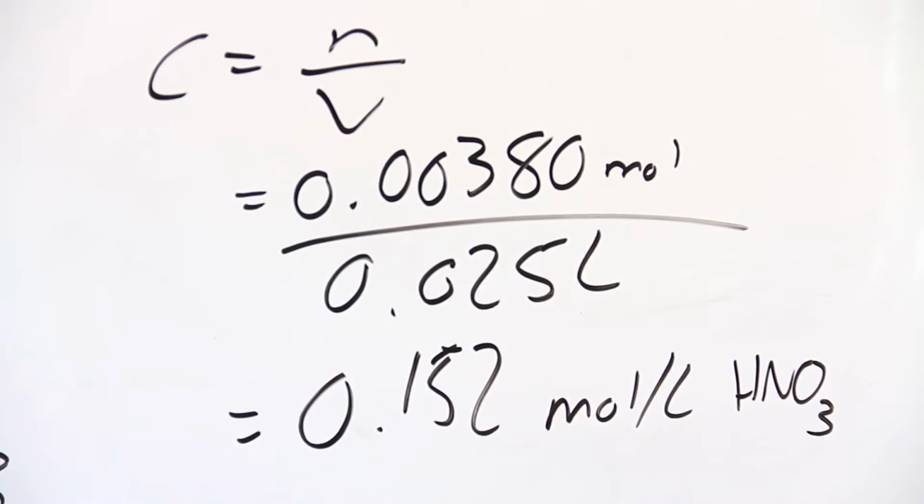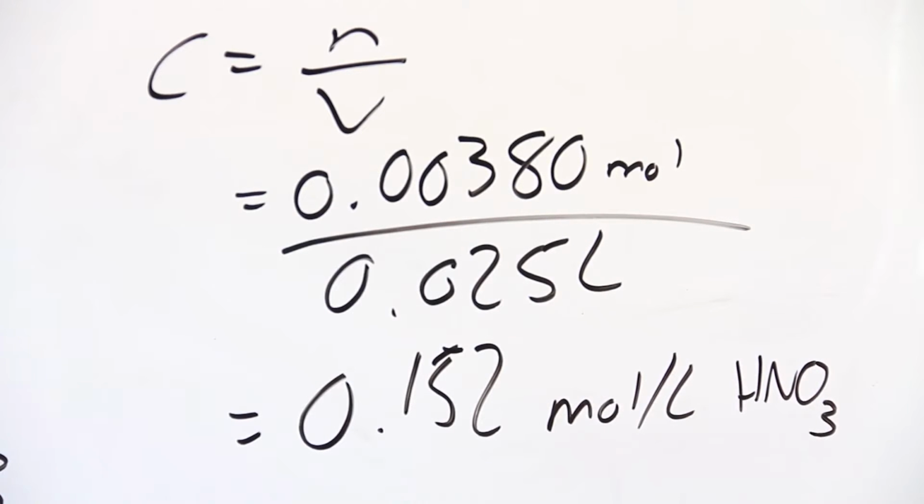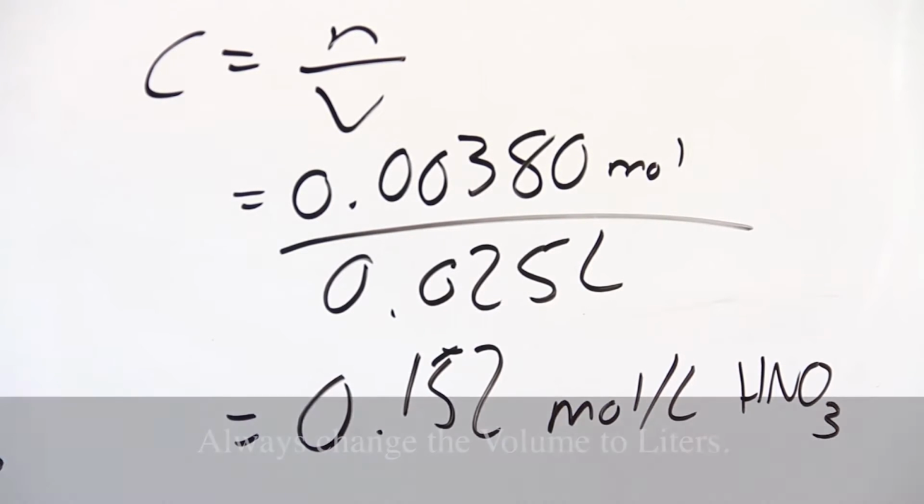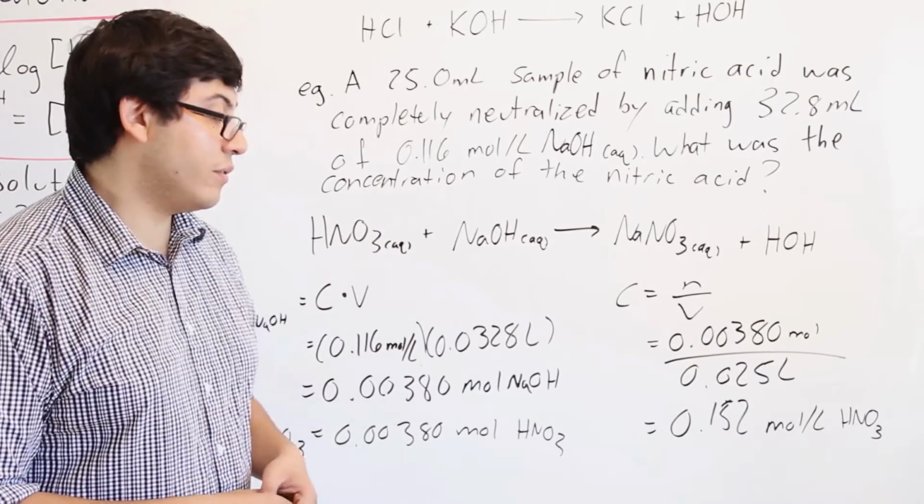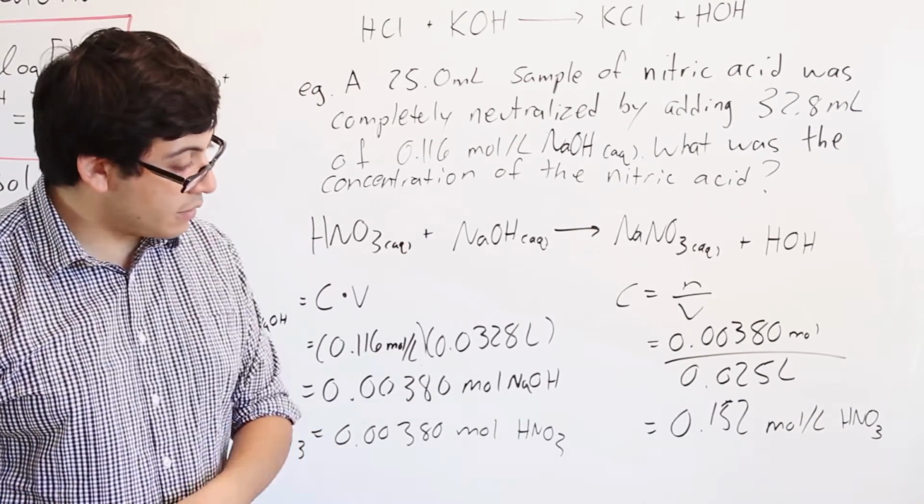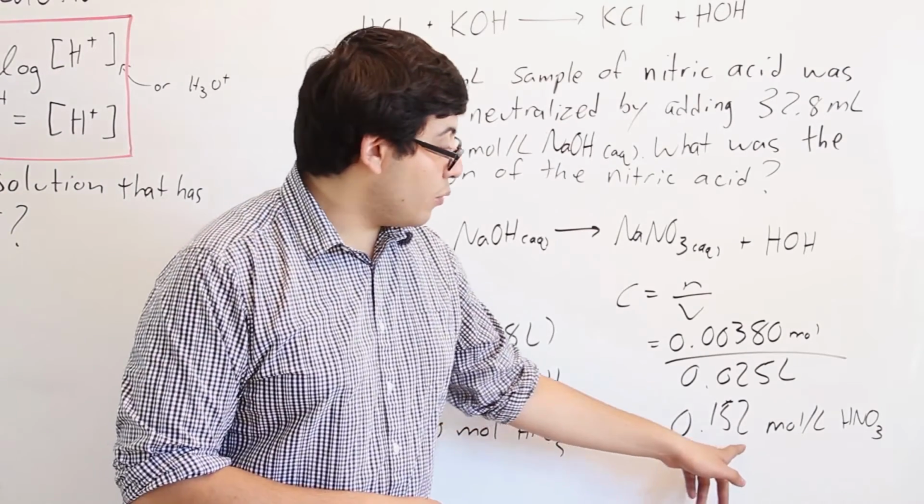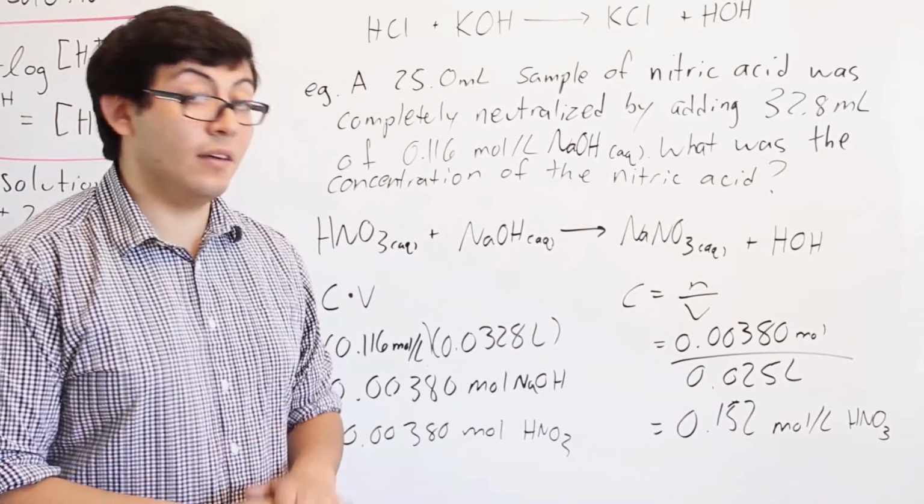So now we calculate the concentration because we have the moles, and the question also gave us the volume. Plugging that in, note that you have to change the volume to liters, always keep it in liters. So we have 0.00380 moles divided by 0.025 liters to give us 0.152 moles per liter of nitric acid.